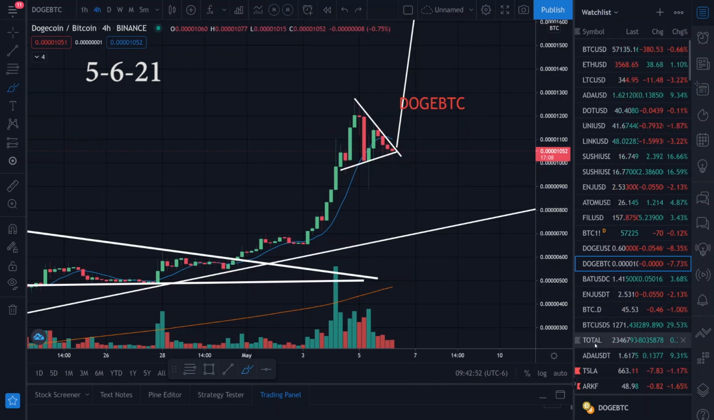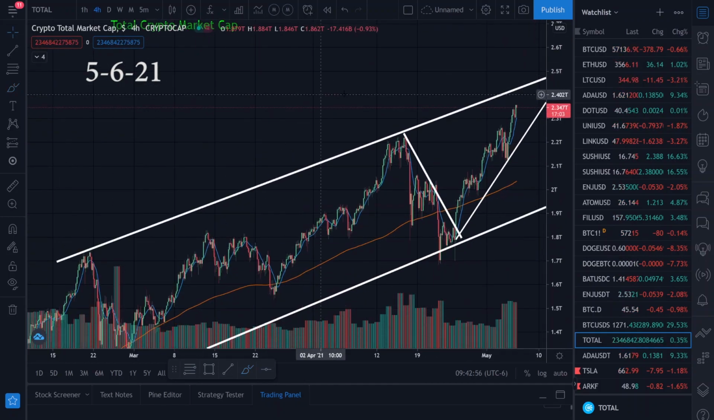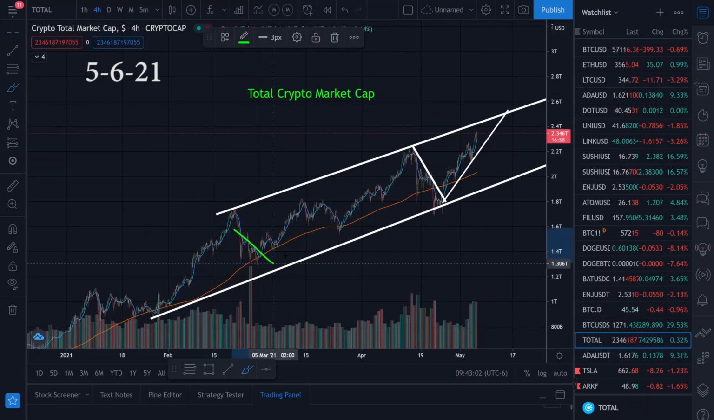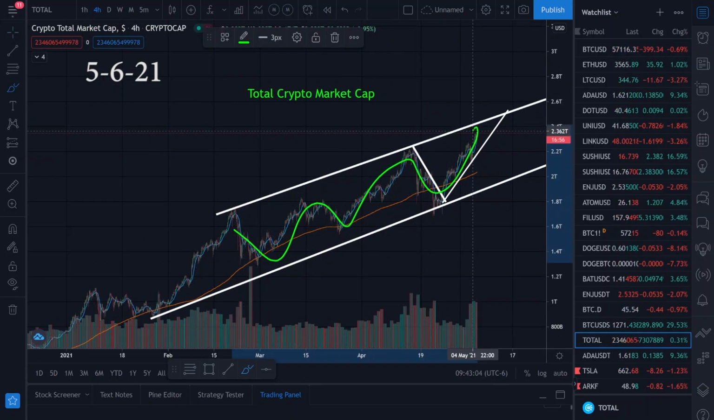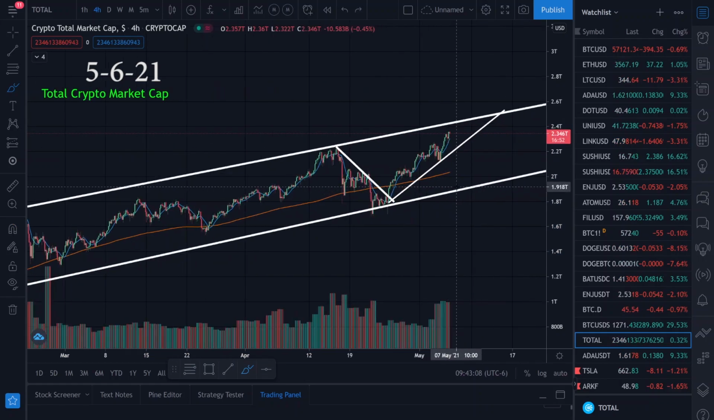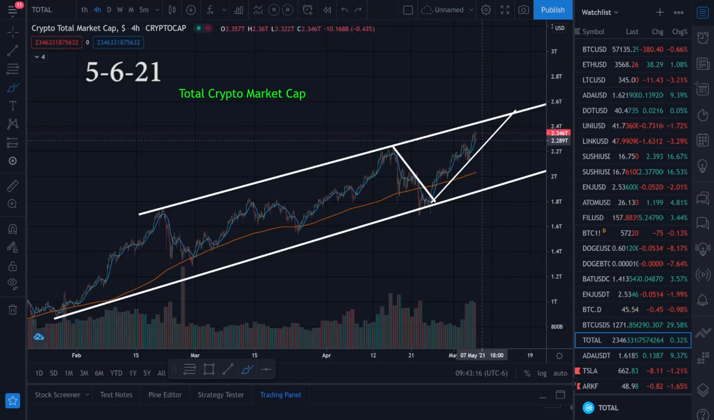The other thing I wanted to show you is the total market cap, and we are in this big huge channel right now, and we are coming up on the top trend line. So I'm wondering if we're going to get some resistance and get a correction in the total crypto market, or if we're going to break through this resistance and the whole market is just going to explode.